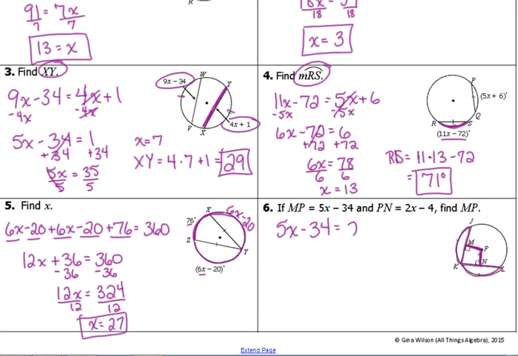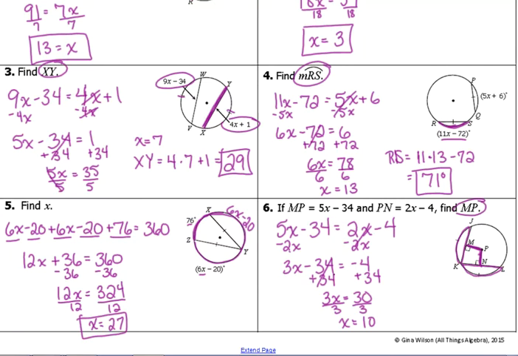5x minus 34 is equal to 2x minus 4. Solve it. Subtract the 2x from both sides. 3x minus 34 is equal to negative 4. Add 34 to both sides. 3x is equal to 30. Divide by 3. X is equal to 10.